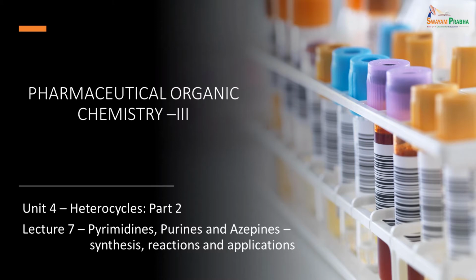Welcome to the next session on Pharmaceutical Organic Chemistry, Paper 3. We are studying in Unit 4, Heterocycles Part 2. In Lecture 7, we are studying about Pyrimidines, Purines and Azepines: synthesis, reactions and applications.